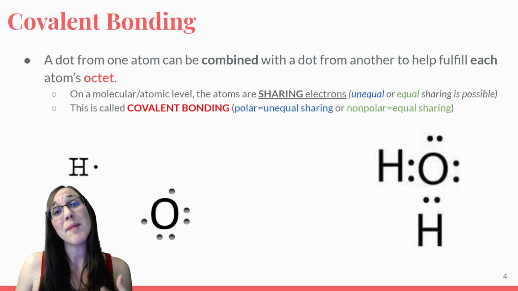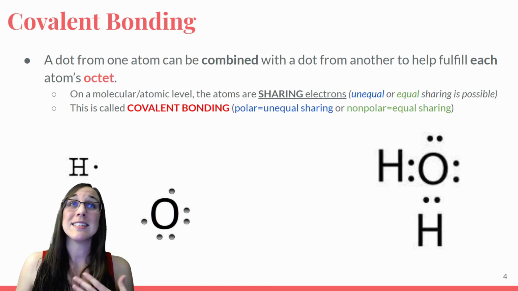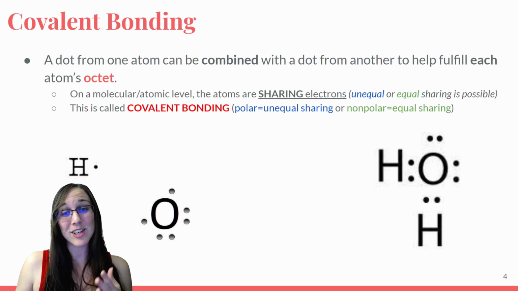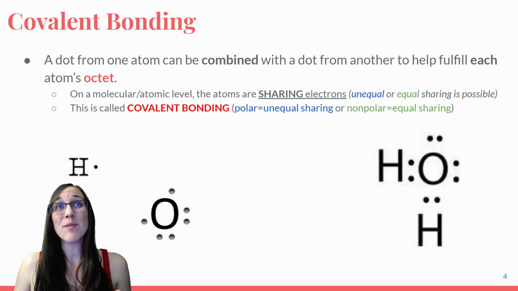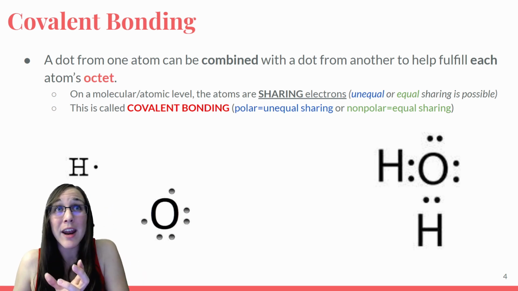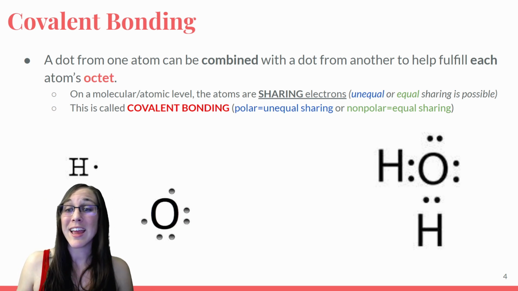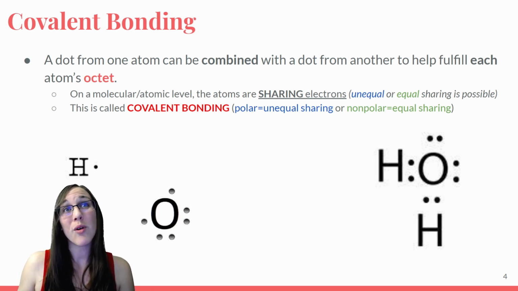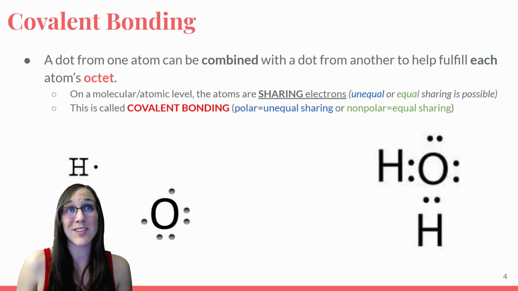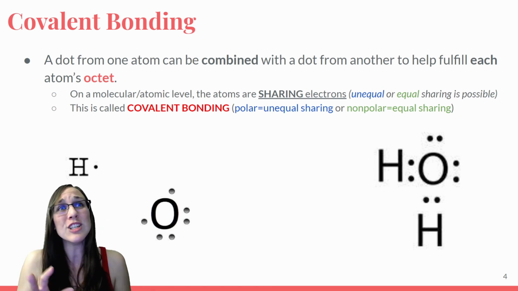And again, as a reminder, they can share them equally, they can share them unequally. That's still covalent bonding. There's different flavors of covalent bonding. If they share them unequally, then we are talking about a polar bond. The electrons are being drawn to one atom over another. It's more electronegative. And if there is equal sharing, then we call that molecule overall nonpolar, because the electrons are buzzing about on both sides or all sides of the molecule equally. Therefore, there's not a more electron-dense region of the molecule.